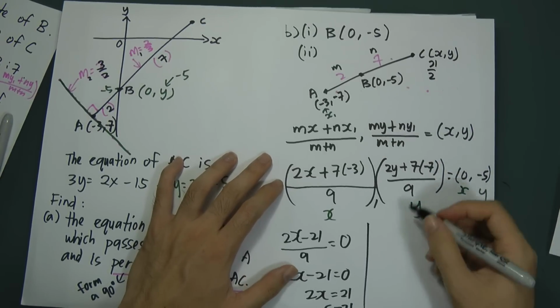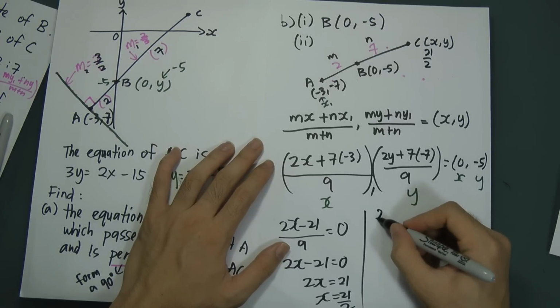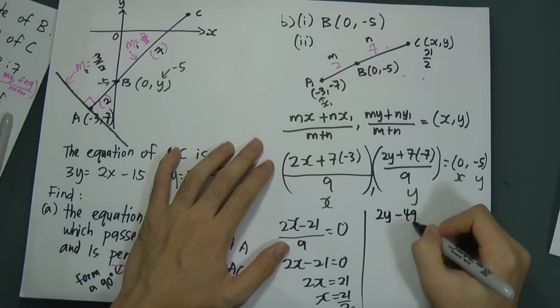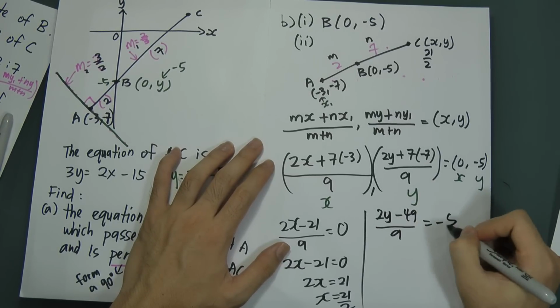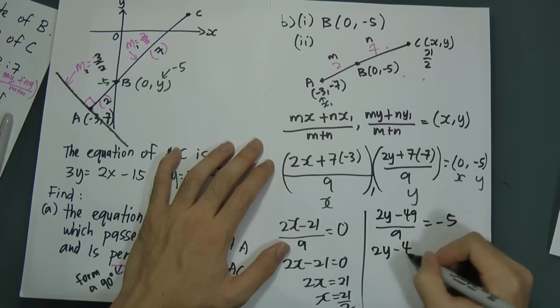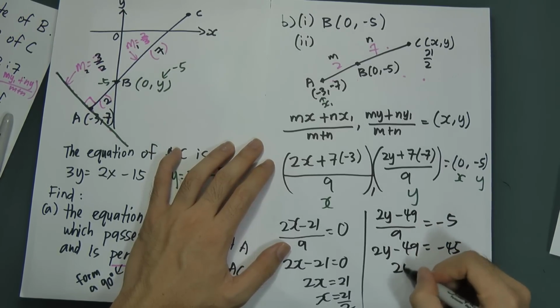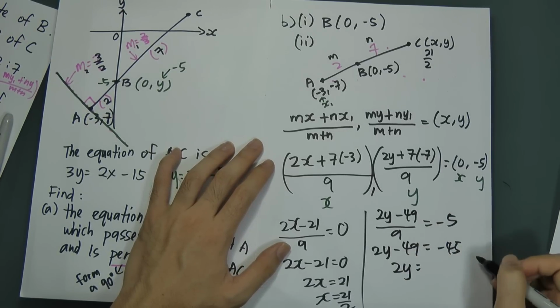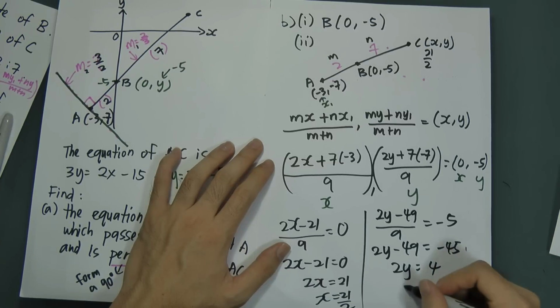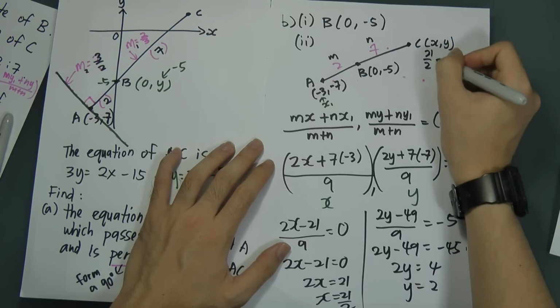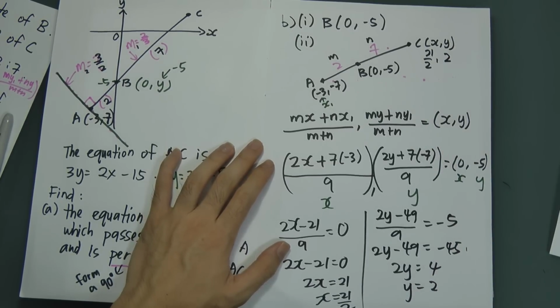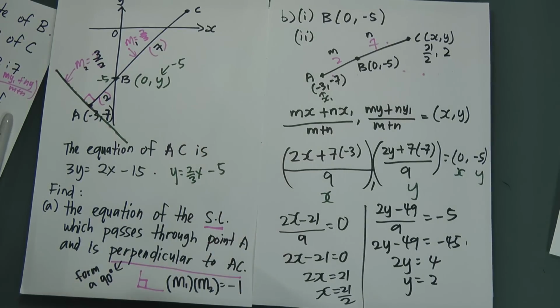And then I do the y. 2y minus 49 divided by 9 equals to -5. So 2y minus 49 equals to -5 multiple 9, which is -45. So 2y will equals to, moving this one, positive 49, which is 4. y will equals to 2. Okay, got this one? Got the idea?